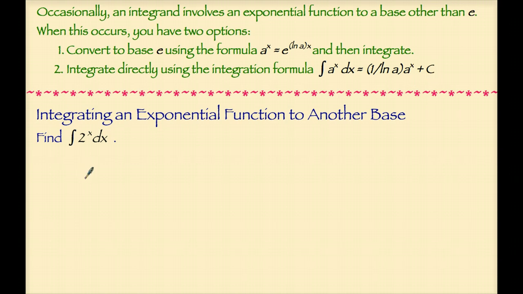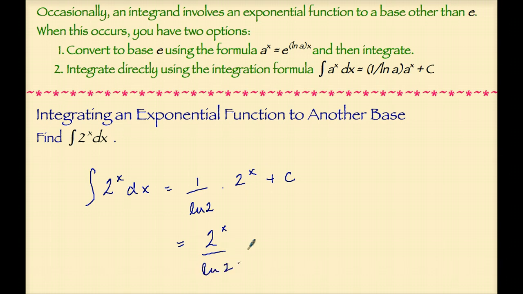Find the integral of 2 to the x dx. Using our integration formula, this will be 1 over natural log of 2 times 2 to the x plus c, which can be rewritten as 2 to the x over natural log of 2 plus c.